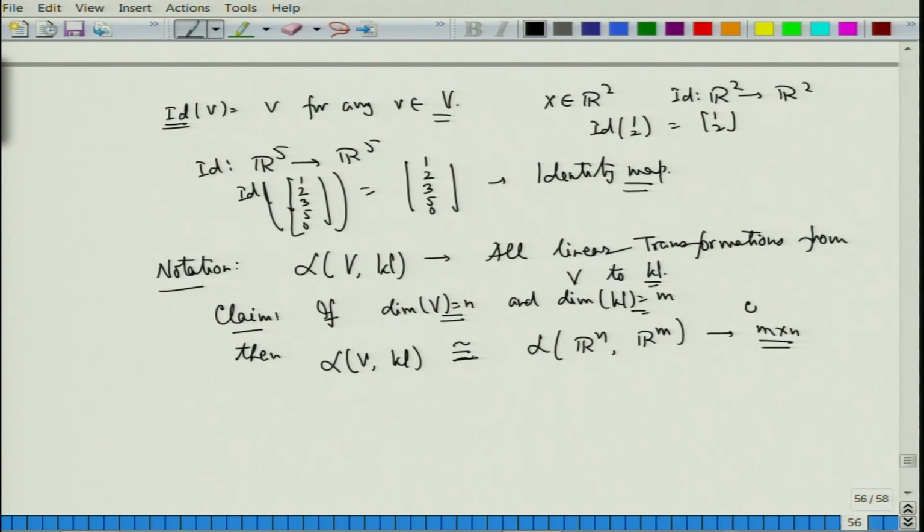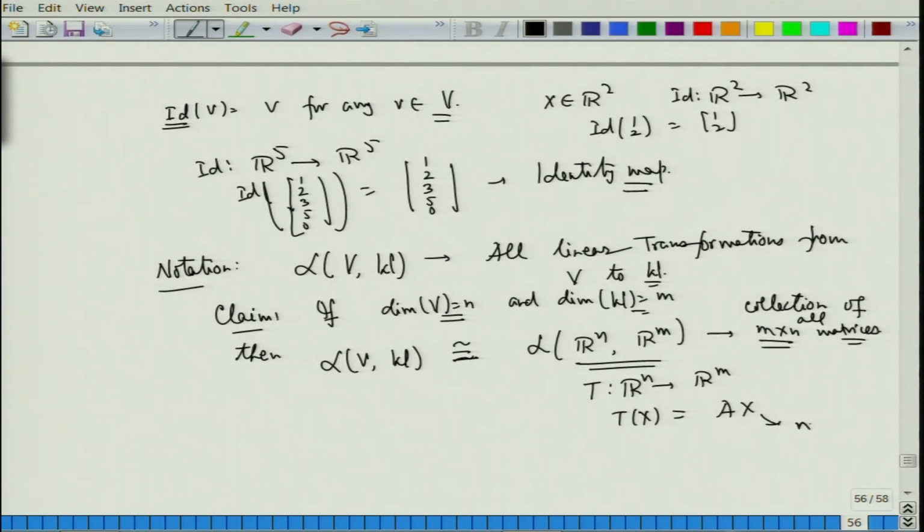So, it is a collection of all m cross n matrices. Why all m cross n matrices? Because if I want to define any linear transformation T from Rn to Rm, T of x is equal to A times x. This x is n cross 1, so this has to be m cross 1, so that the total product is defined, and Tx is an element of Rm. So, this has to be m cross n. So, the matrix multiplication makes sense, and therefore this is what we need, all right.